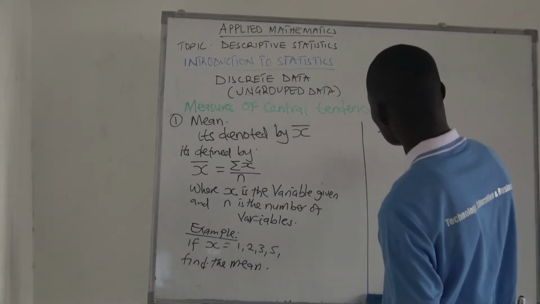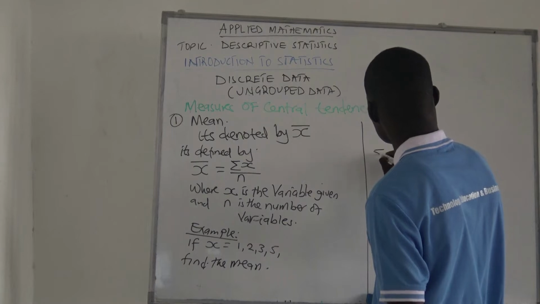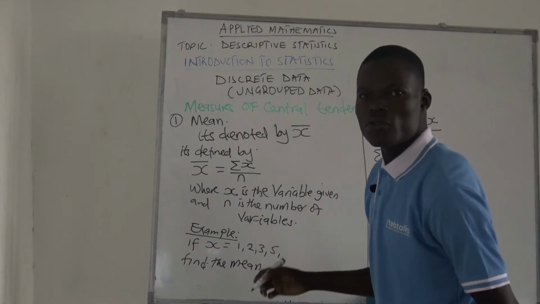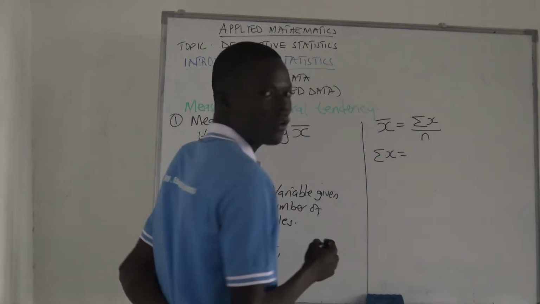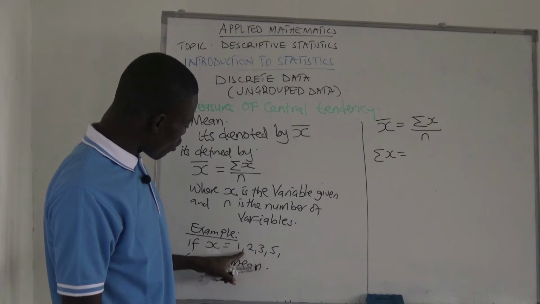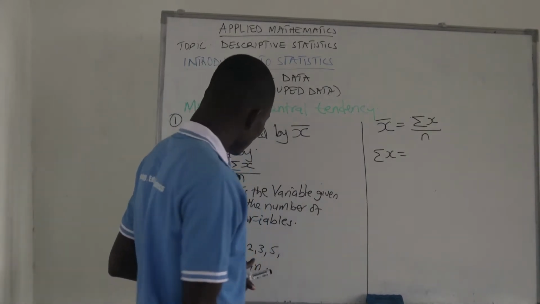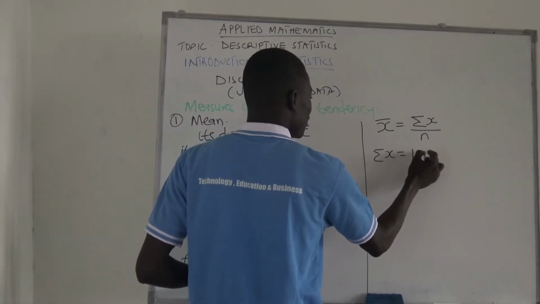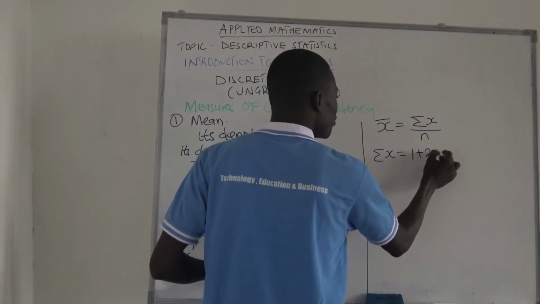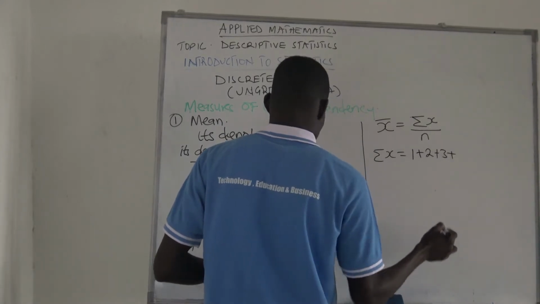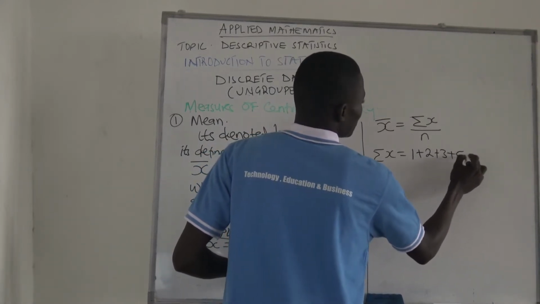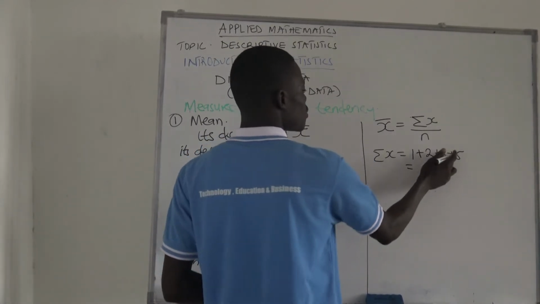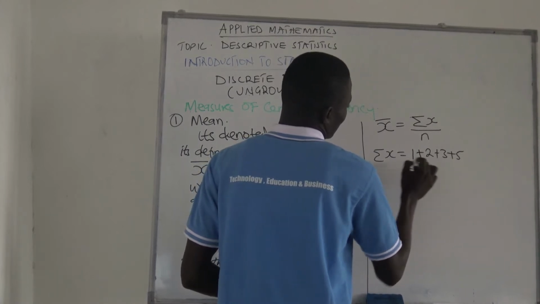So what is our summation of x? Summation of x equals to, these are the values. We are going to sum the values of x. Okay? Now, summation of x is 1 plus 2 plus 3 and then plus 5. Our answer is 1 plus 2, 3, 3 plus 3, 6, 6 plus 5, that is 11.